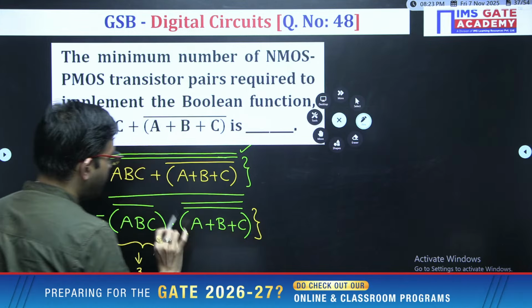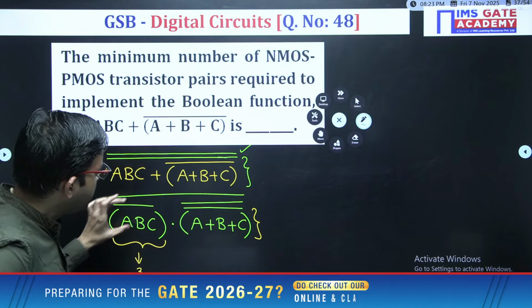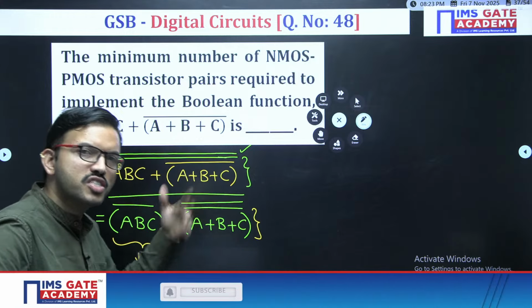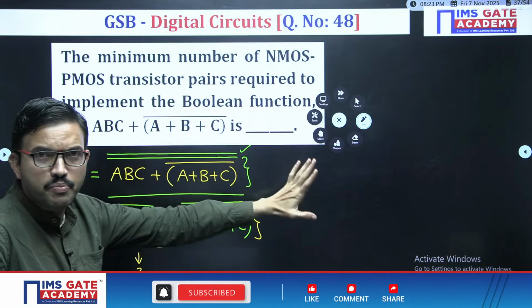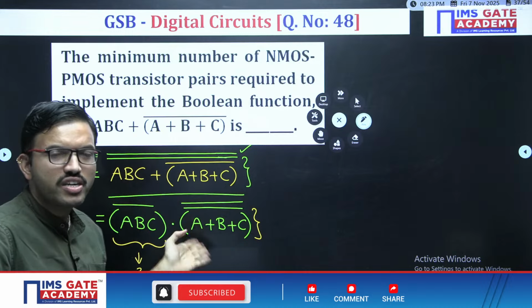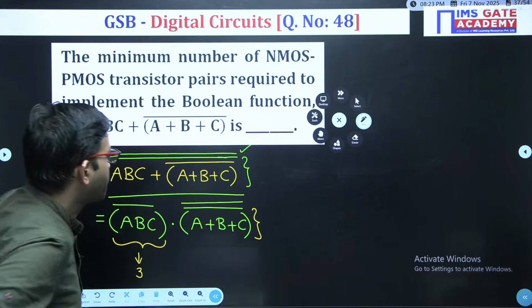A plus B plus C whole bar. See, here in this case, NMOS you are connecting in series. That means PMOS will be in parallel. Circuit wise not important, but focus is how many NMOS required or how many PMOS are together pair, right?